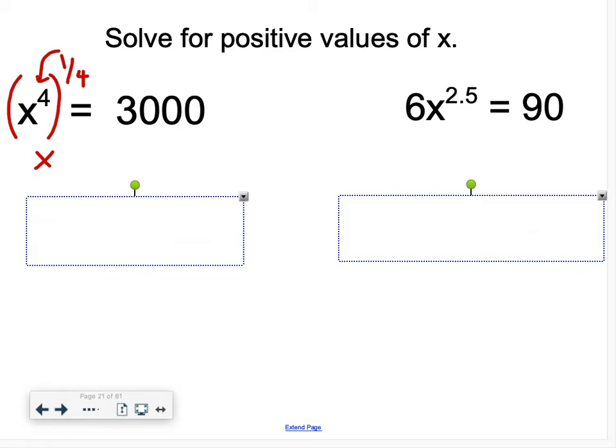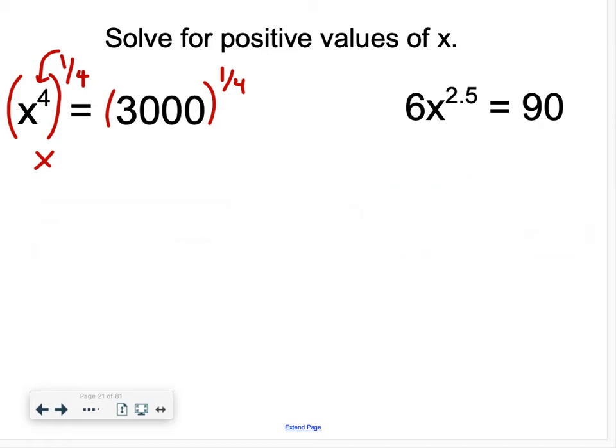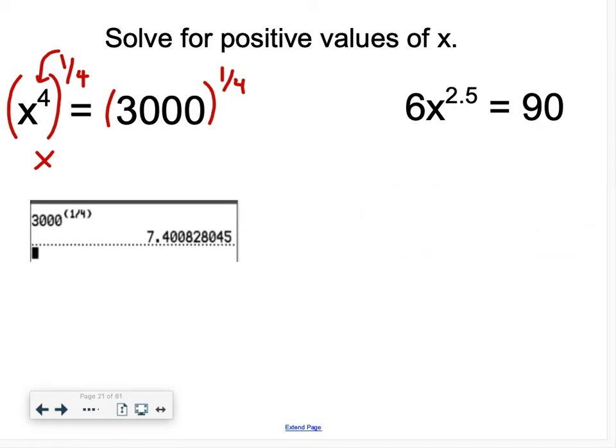So I eliminated that 4th power by raising it to its reciprocal power, right? But of course I have to balance the other side. So now I'm going to take the 3,000 to the 1/4 power as well. And this is definitely a calculator question. I do not expect that you would know what 3,000 to the 1/4 is off the top of your head. So now I would pull up my calculator and type in, and it doesn't matter if you have an 84 or an 89 or whatever model, 3,000 raised to the 1/4 and you will get 7.401. I'll tell you where to round, right? But there is your answer. So they're not too bad.